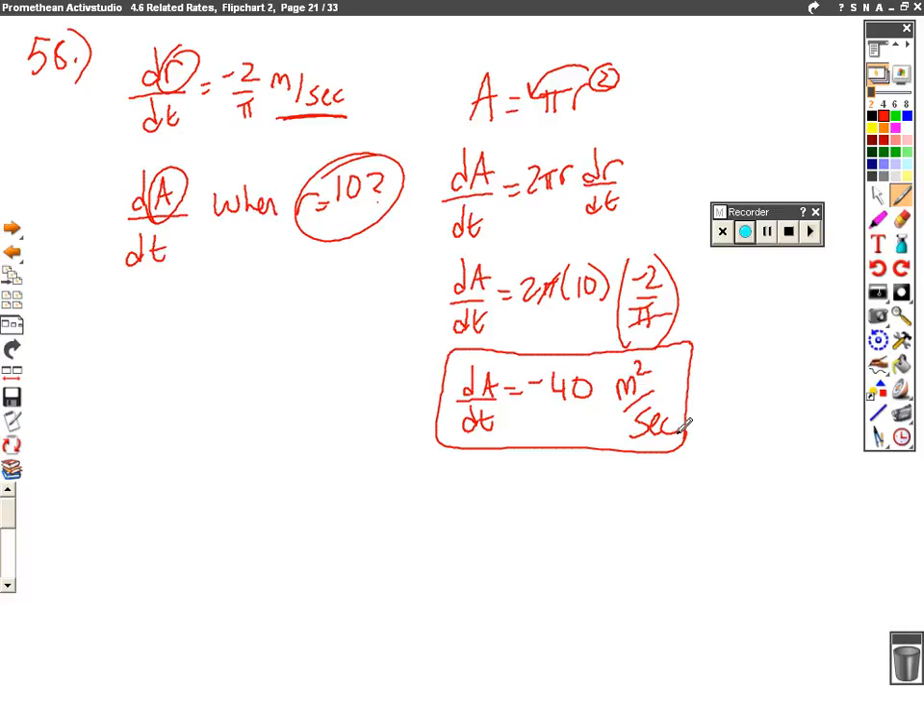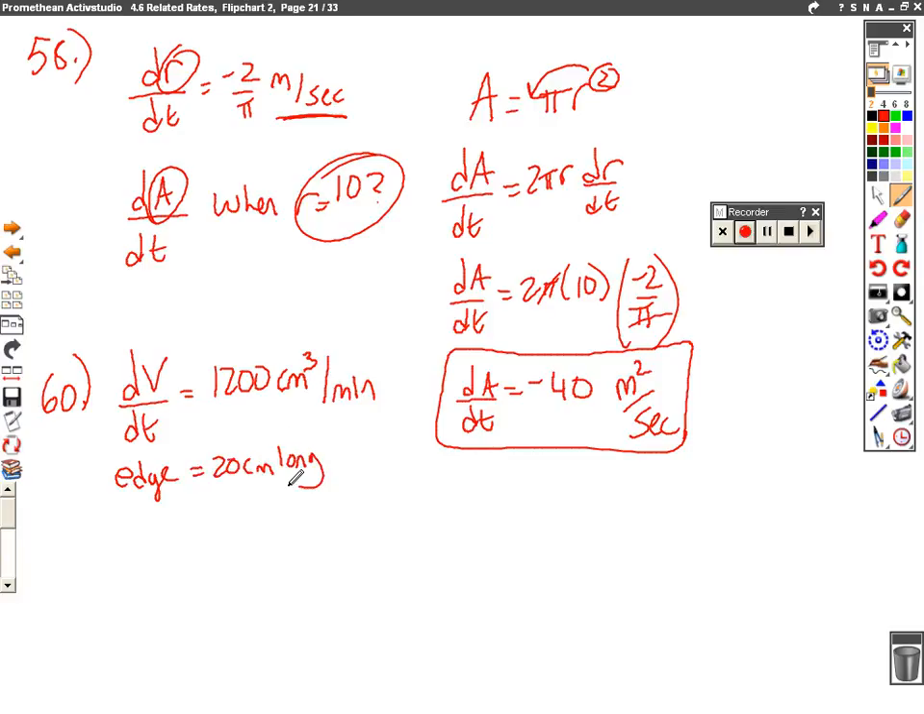All right, next related rates problem, changing cube, 60. The volume of a cube is increasing, so dV/dt is increasing at a rate of 1,200 centimeters cubed per minute. At the instant its edge, or basically a side, is 20 centimeters long, we want to know at what rate the edge is changing. So dE/dt.